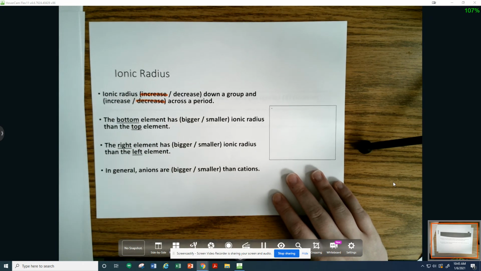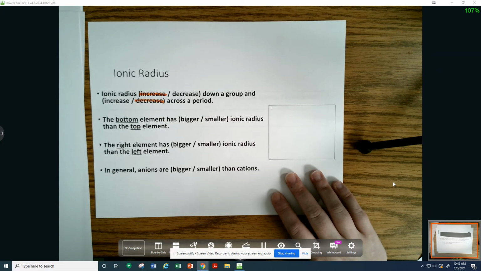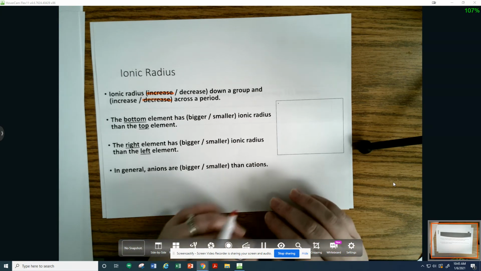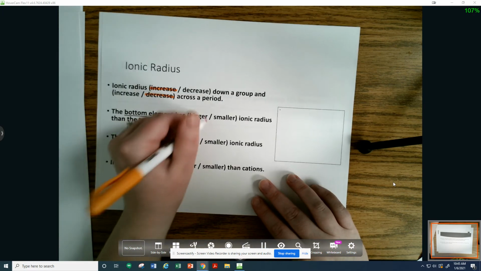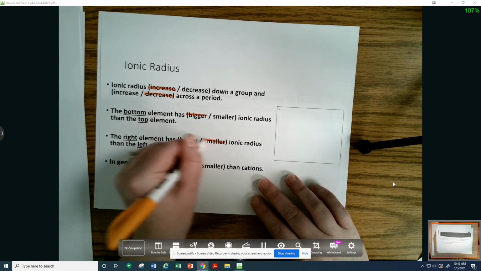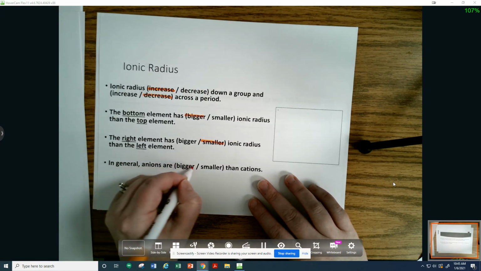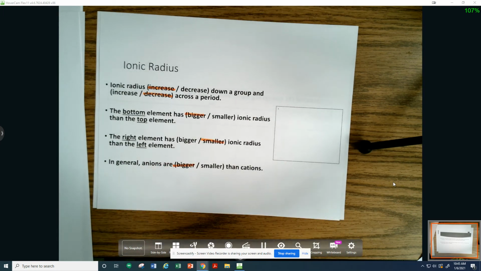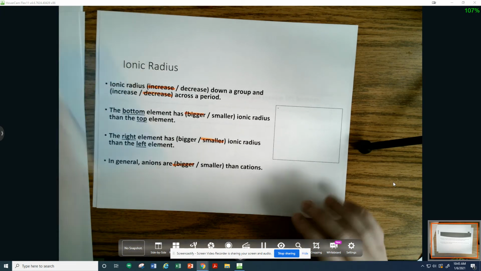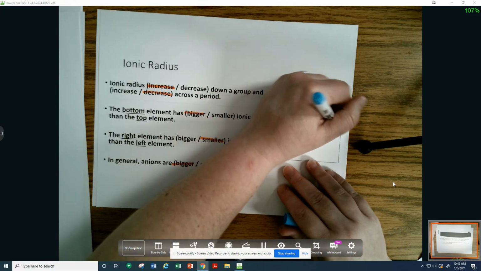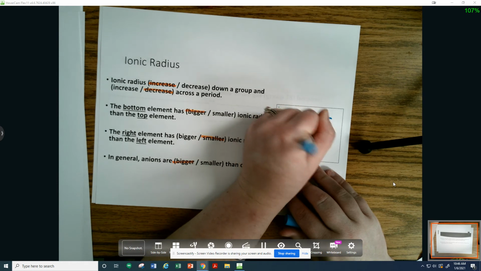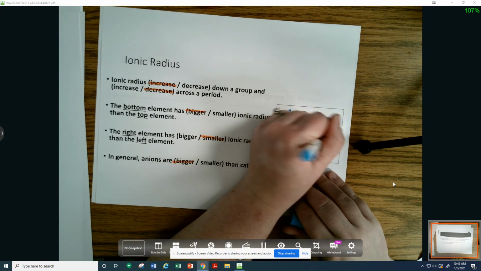In terms of overall size, if we were looking at all ions, all of them charged, that trend still follows atomic radius. So elements at the bottom are still larger, and elements at the right are smaller. In general, though, anions tend to be bigger than cations. So when we look at ionic radius in terms of the overall trend, it follows the same as atomic radius. We can abbreviate this IR for ionic radius.